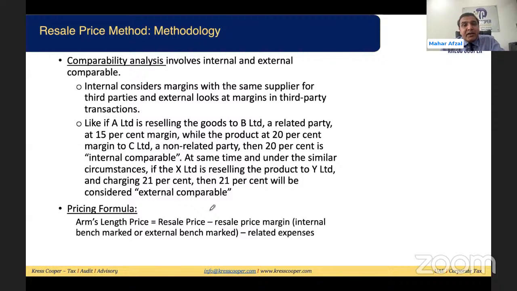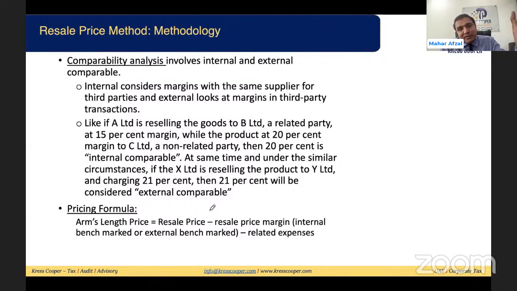To C, a non-related party, then 20% is the internal comparable. At the same time, under similar circumstances, if X Limited is reselling the product to Y Limited and they have a margin of 21%, that will be considered an external comparable.